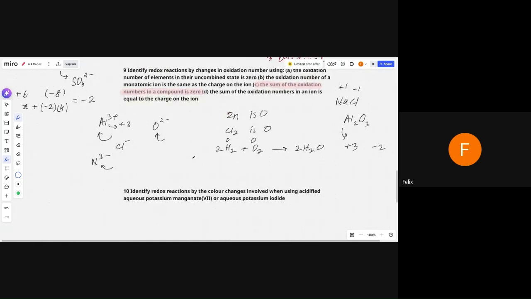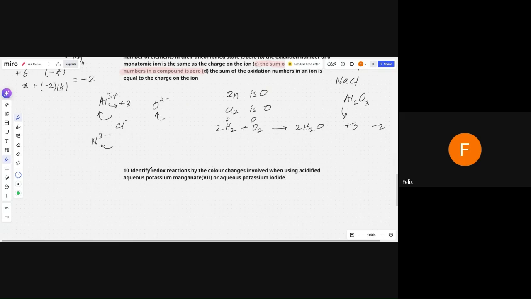Identify redox reactions by the color changes. This is a memory-based topic; you have to memorize the color changes. Sometimes when atoms, especially transition metals, lose or gain electrons in their solutions, they change colors, and that color change becomes an indicator for identifying whether a certain element is being oxidized or reduced.